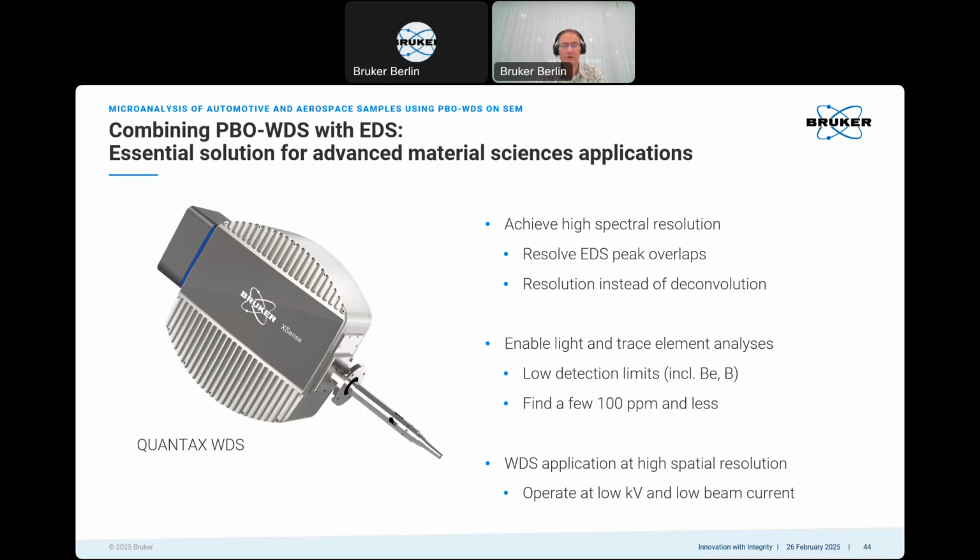And we get down to low detection limits also for the light elements and find traces of a few hundred ppm or even less. And what is shown here as well, WDS application at high spatial resolution is possible. We can operate at low kV and fairly low beam currents. And with that, I would like to conclude.